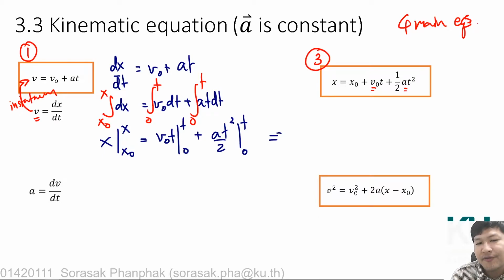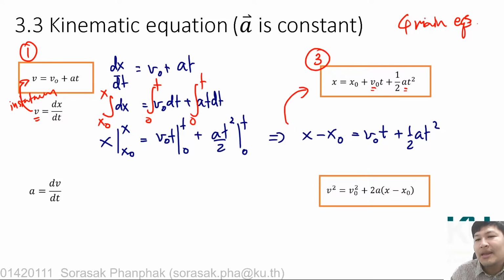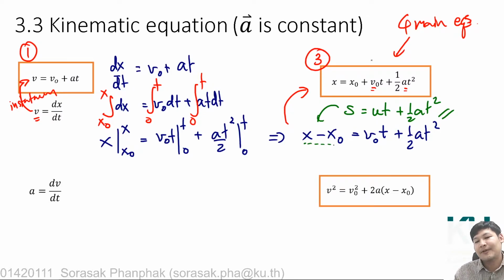So now you get the final x minus x0 equal to v0t plus 1/2 at squared. This is your third of the four main equations. You may be used to the form s equal to ut plus 1/2 at squared. You can use this one if you get used to it. But s is also known as x minus x0.